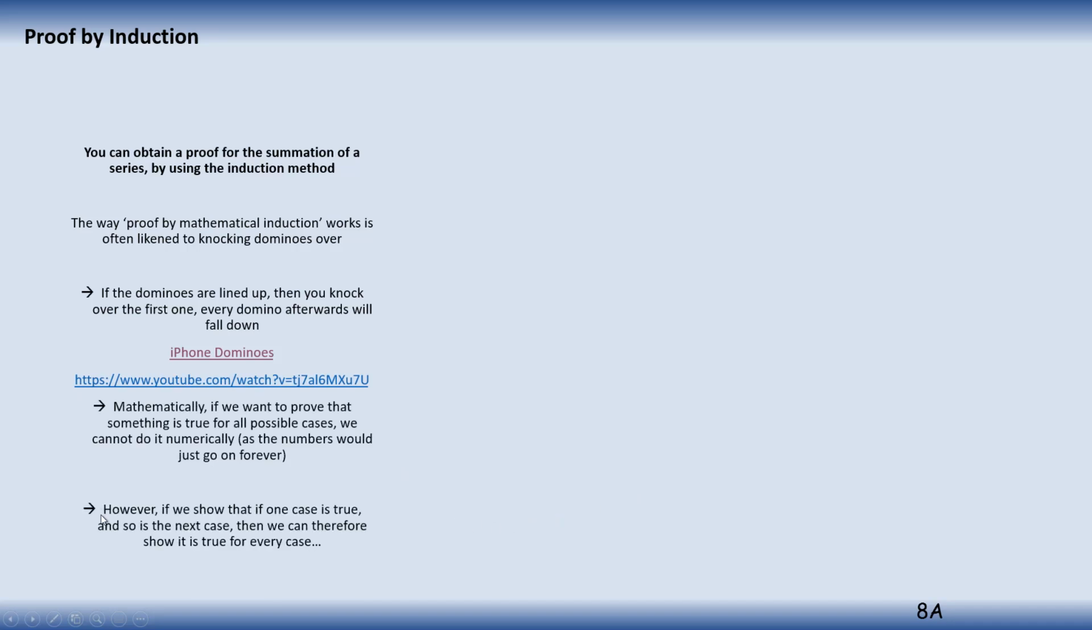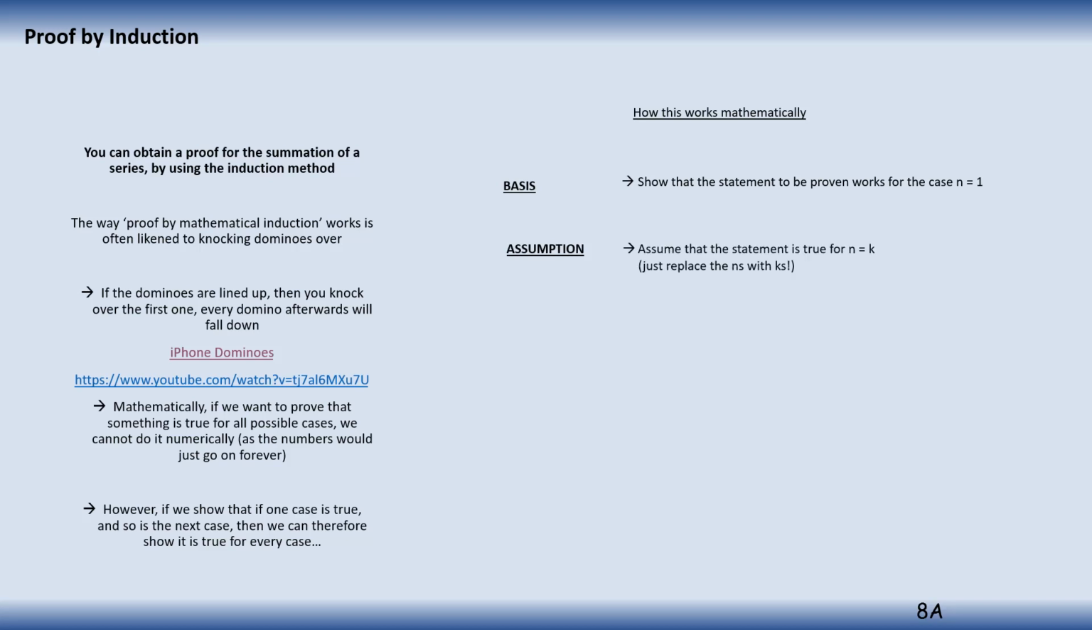Okay, so this is what we're trying to do then. We show that if it's true for one case, and we can prove that it's true for the next case, then we can show it's true for every case. Our four-stage process is, first is the basis. So we say that n equals 1, and we prove it's true for the case n equals 1. Then we assume the general case. We assume that it's true for n equals k. So the n's are going to be replaced with k's. It's easier to see when we do the example.